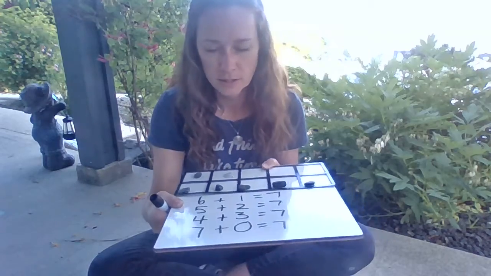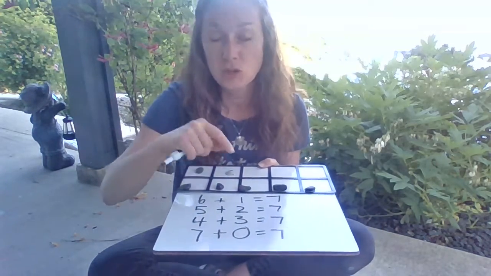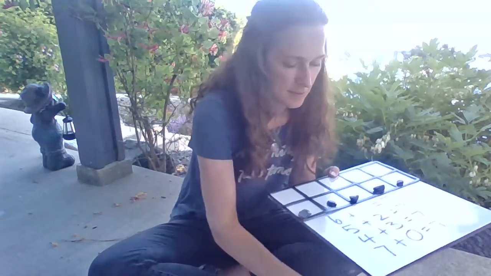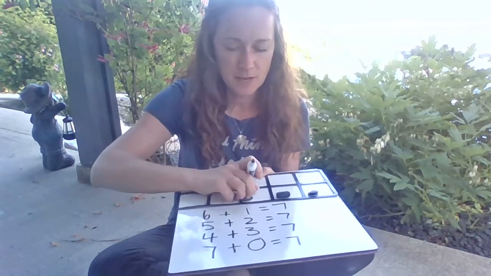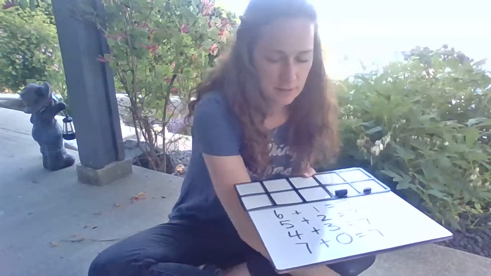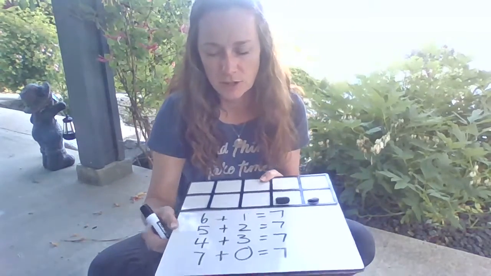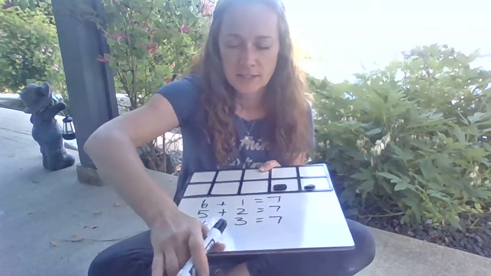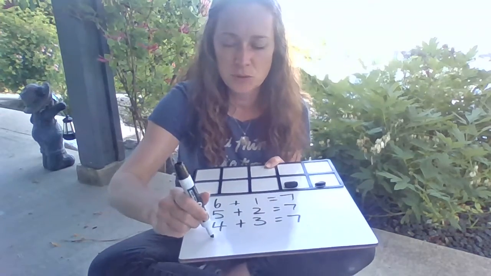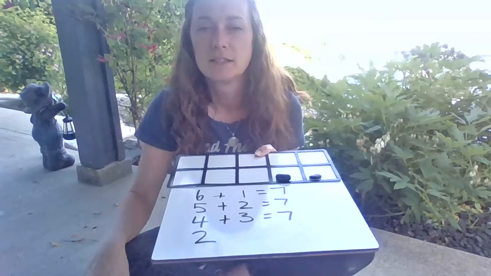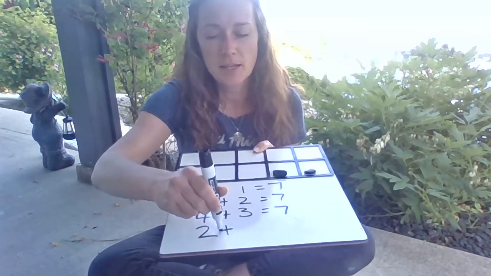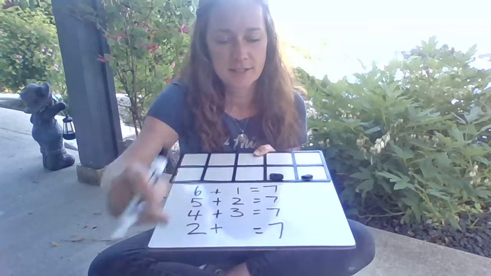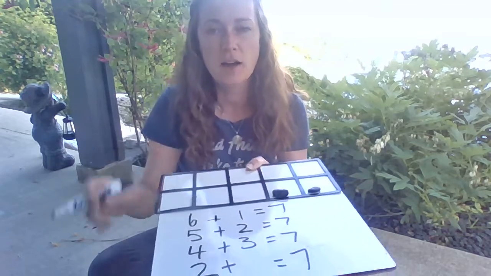All right, well, what if I only started with 2 rocks? Let's take everything off except for 2 rocks and see what happens then. All right, let's take all them off. Okay. Oh gosh, I'm running out of room. So I'm going to take my last one off. There we go. 2. What if I started with 2? 2 plus equals 7.